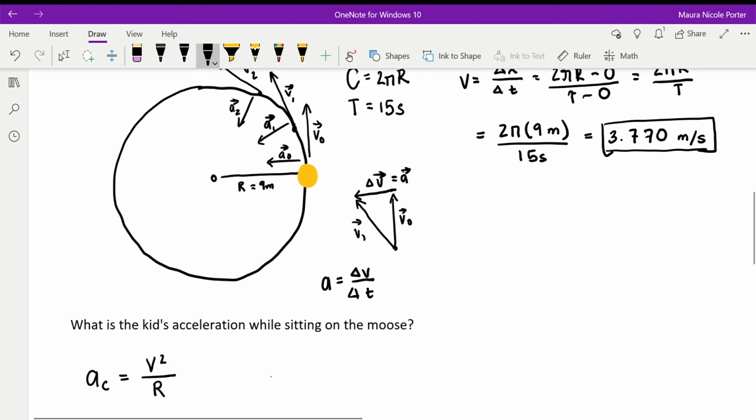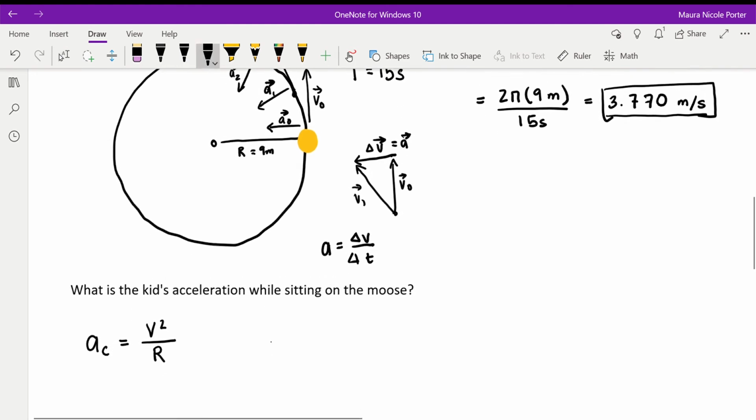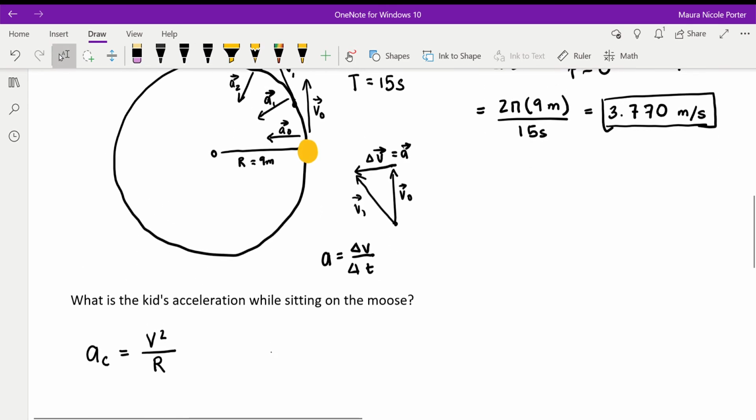Well, we already have velocity from part 1. That's what we just solved for. And we have the radius, which was given to us. So this makes this super, super simple.